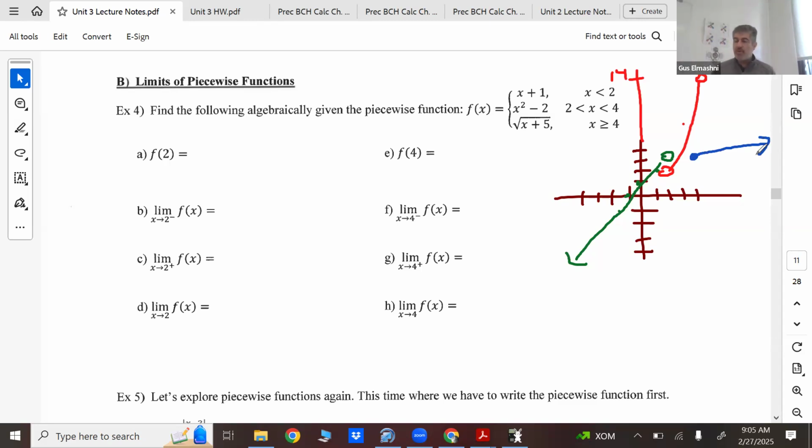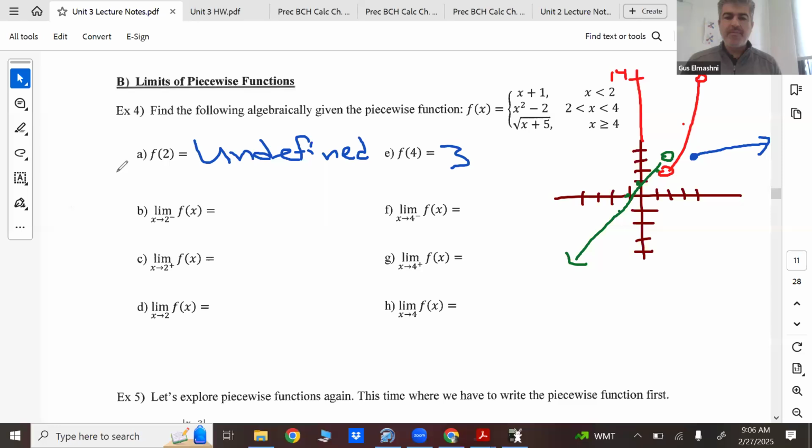Okay, there's your piecewise function. So it just helps to visualize it. What's f(2), guys? Undefined, yes. Sure, that's fine. You can say it. f(4) is 3, right? Now this is the fun part.